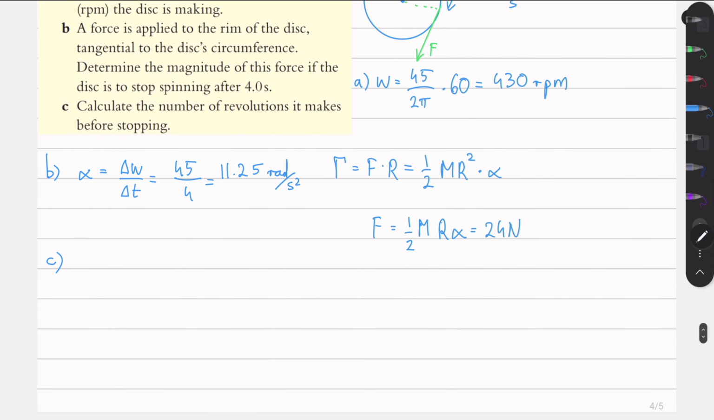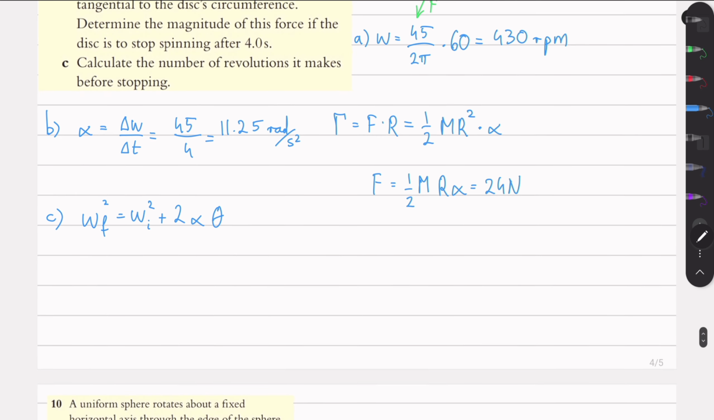And then in part C, we need to calculate the number of revolutions it makes before stopping. So we again have to use the equation omega final squared is equal to omega initial squared plus 2 times the angular acceleration times the displacement, which is in this case angle. So we can solve for theta. We know final speed is going to be 0. We know the initial speed, we know the acceleration. So we get 90 radians.